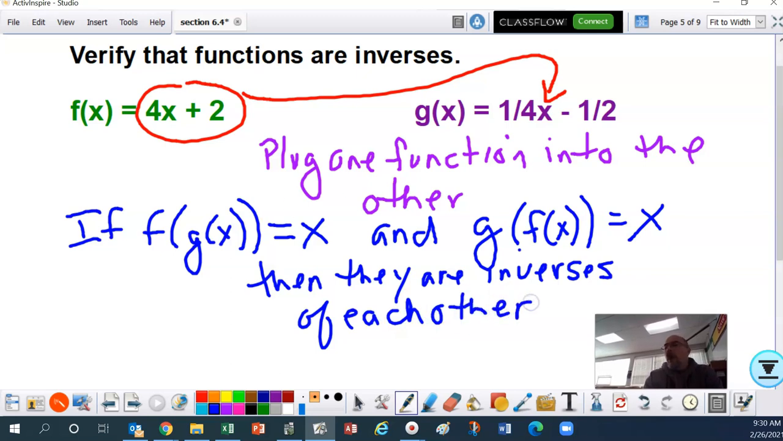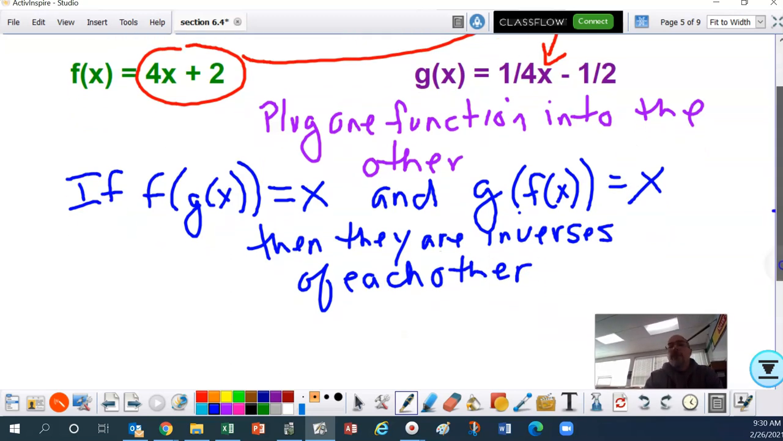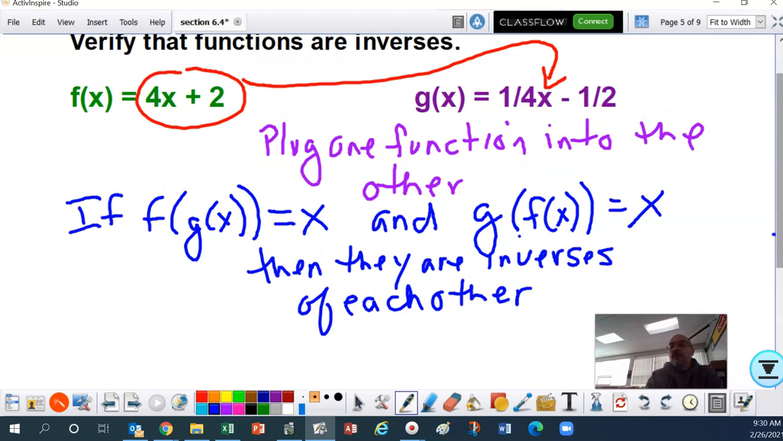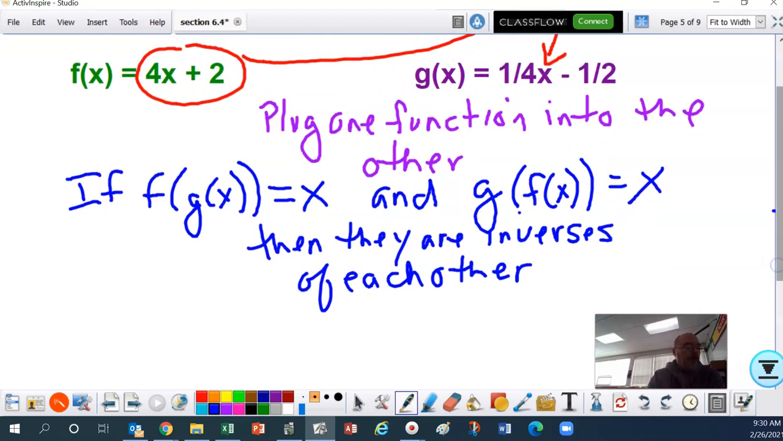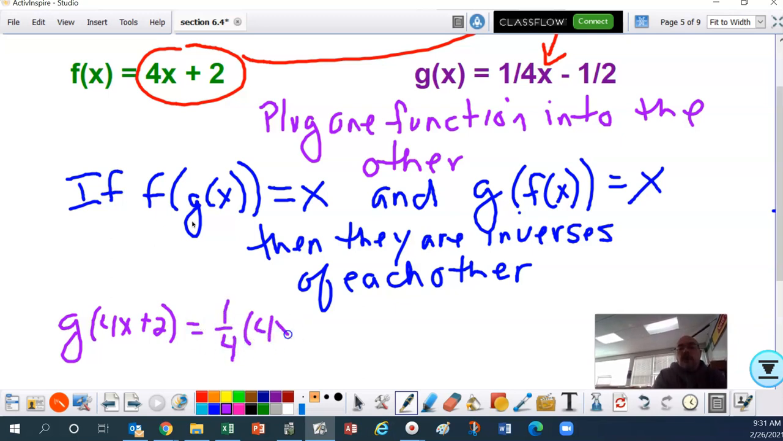Okay, so first I'm going to plug the 4x plus 2 into the other one. All right, here we go, folks. I'm going to take the 4x plus 2 and plug it into g of x. So I've got 1/4 times (4x plus 2) minus 1/2.